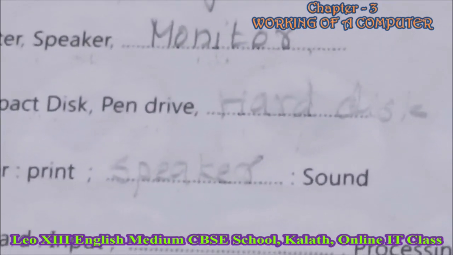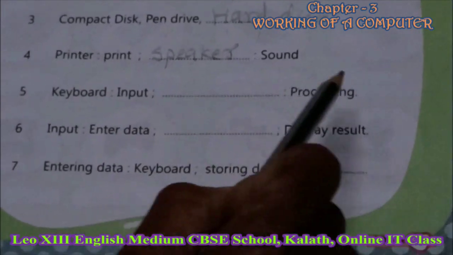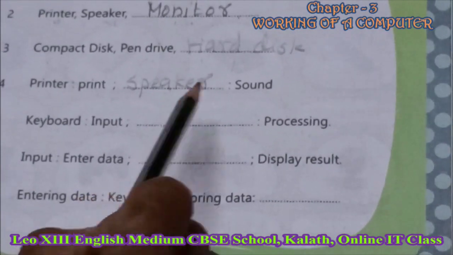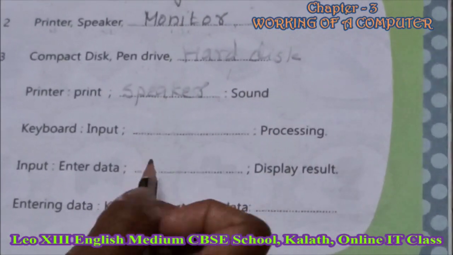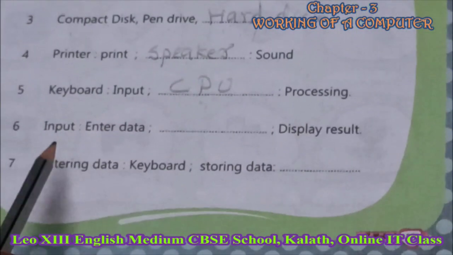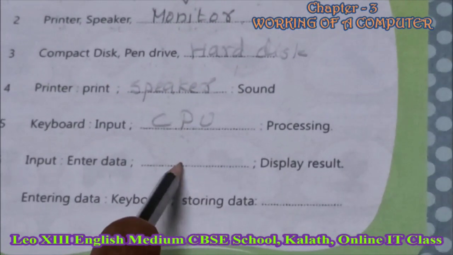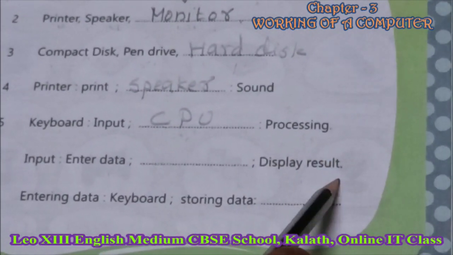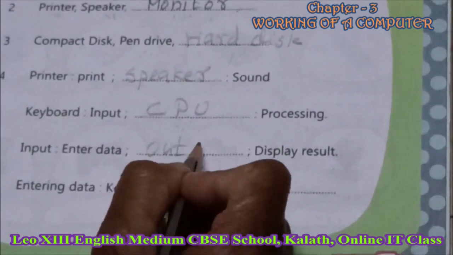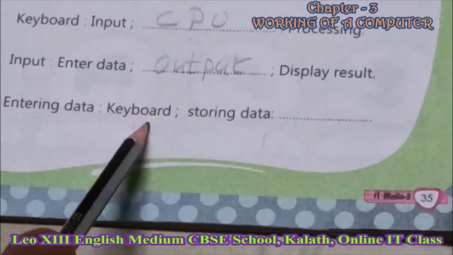SPEAKER. Okay. The next is keyboard input. Dash processing. Who processes the data? Yes, CPU processes the data. So you should write here CPU. The sixth one is input, enter the data. Then who display the result? Yes, output. So you should write here output. OUT-PUT.